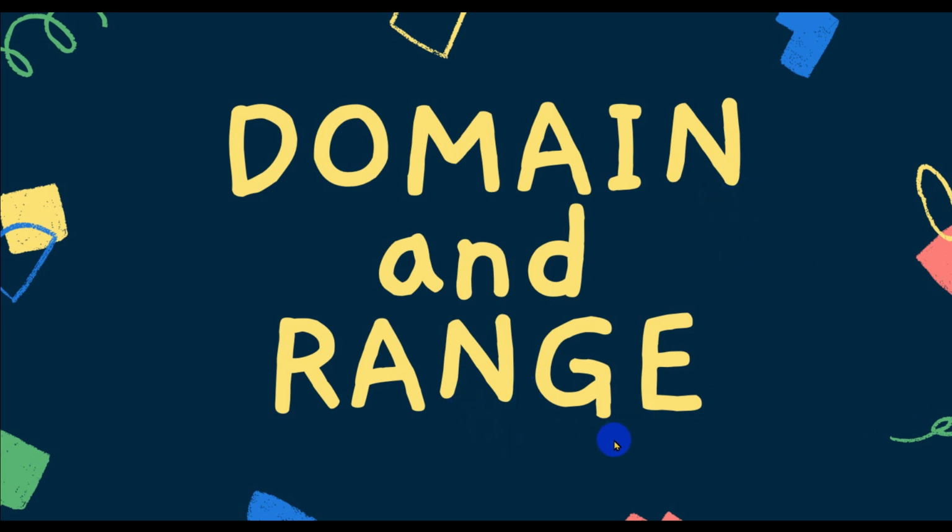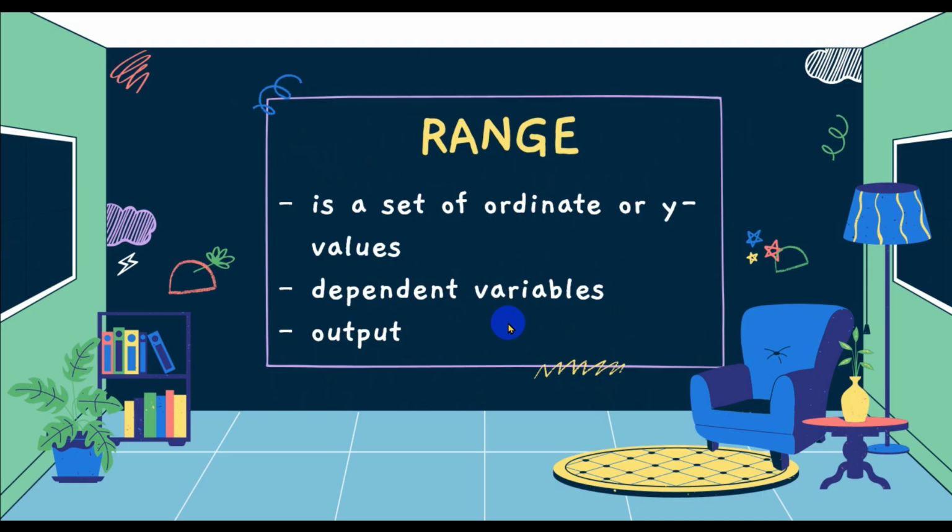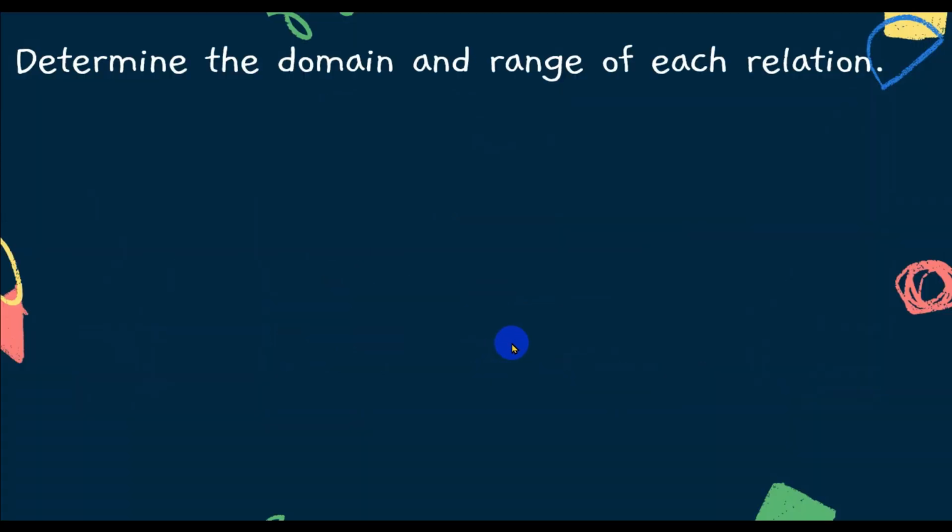I know I have already given you the definition of these two terms, but in this video I will give you some more information about domain and range. So we all know that domain is a set of abscissa or x values, and they are also known as the independent variables or the input values, while the range is a set of ordinate or y values. They are the dependent variables that depend on the independent variables, which are the domain. And we also know that this is the output. Okay, now let's have some more examples about domain and range.